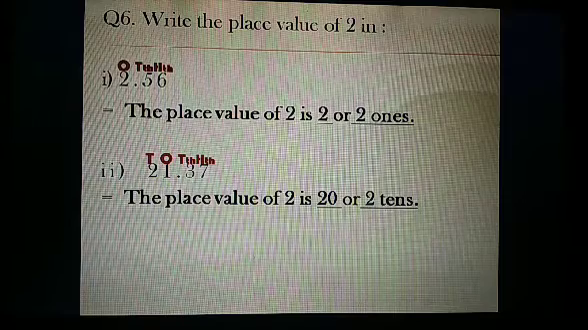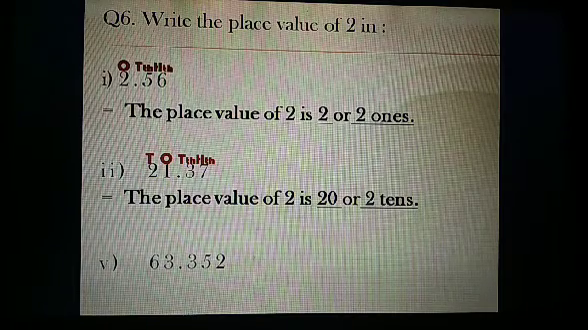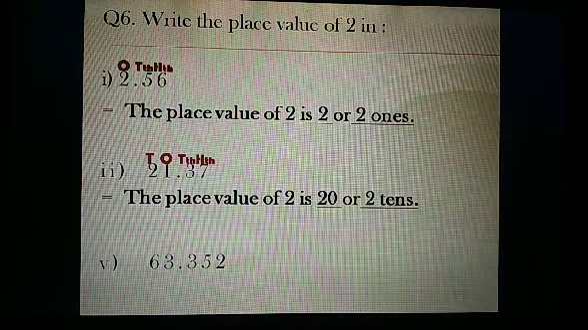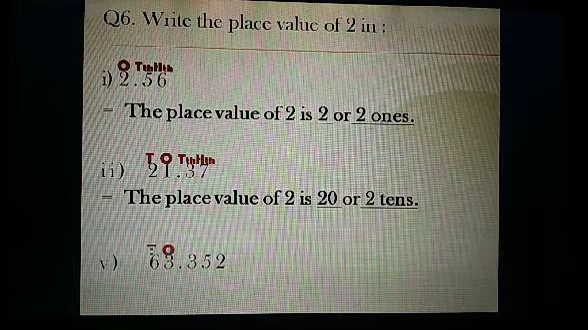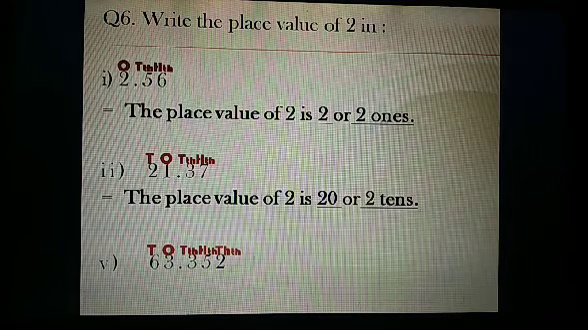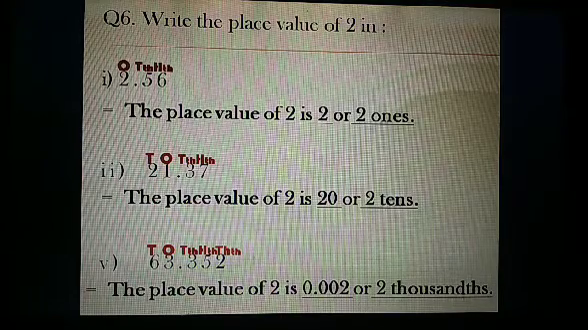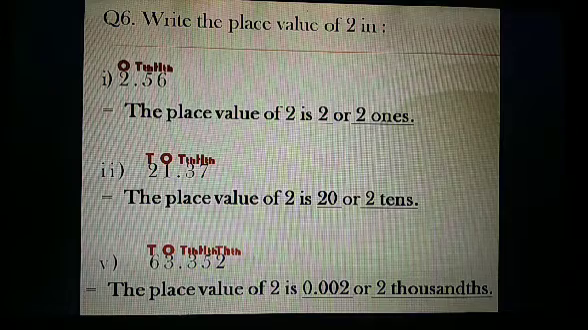Now the next number here is 63.352. Place value chart. Yes, 2 is in the thousandths place. That is after the point, so you will write it as 0.002 or 2 thousandths.